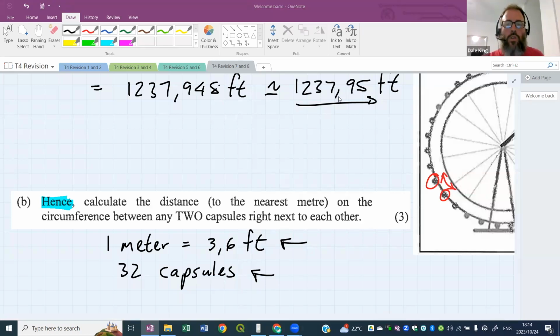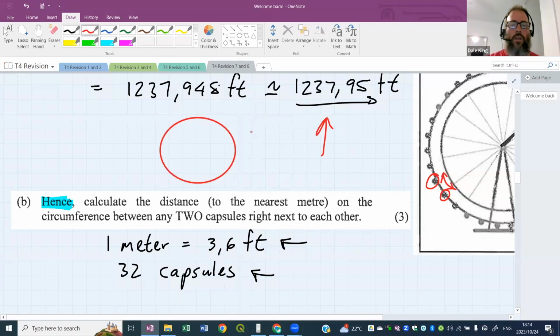Bianca, the first question was, what is the circumference of this Ferris wheel? Up here on the top right, we worked out the circumference of the Ferris wheel. That's the full circumference of the circle, all the way around. And then we've got two capsules, one there and one there. They want to know what the distance is between the two capsules on the circumference if there are 32 capsules. And by the way, they want this distance in meters, not feet.